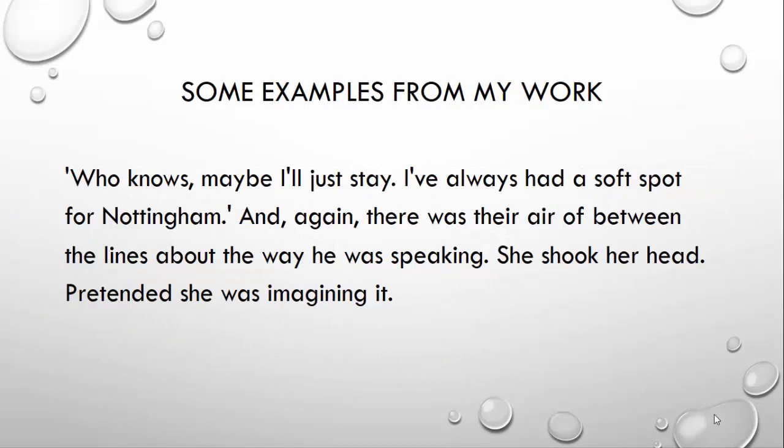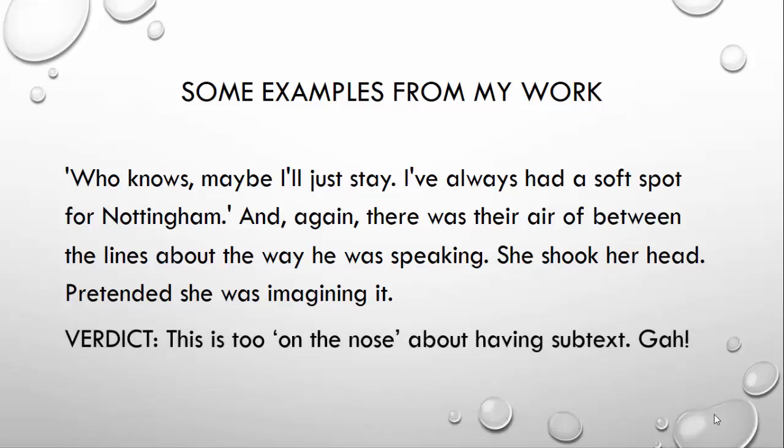This is from the same book, but it's a different character. I've got 2 different timelines. So this is a modern character, whereas Angela and Harry are back in the 1960s. This is contemporary. So this time we've got a character talking. He's saying, who knows, maybe I'll stay in Nottingham. And I've mentioned that there's an air of between the lines about the way he was speaking. So my verdict on this was he was too on the nose about having subtext. Yeah, a bit meta, but there you go. So I've reworked this one as well.